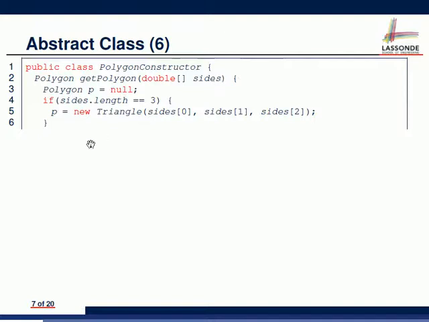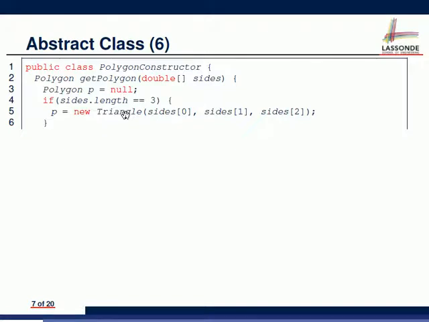Now we say that if the arguments you give to me have length 3, that means you want to create a polygon with 3 sides. In that case, I'm going to give you a triangle. Now you can see, why does this line number 5 compile?